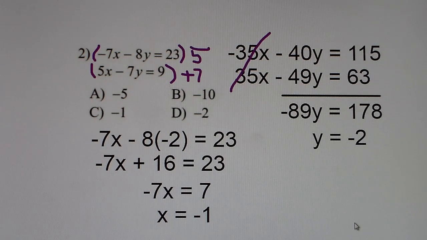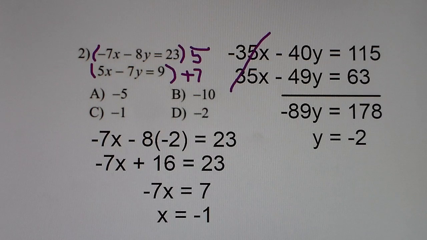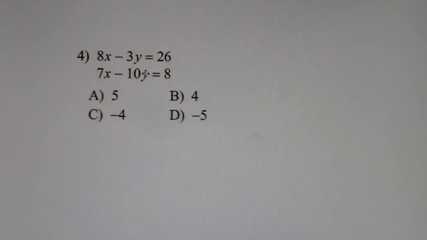So our answer is negative 1 comma negative 2 inside of parentheses. So negative 1 comma negative 2. That's the answer to number 2. Let's do problem number 3. Or better yet, let's do problem number 4 instead of problem 3.